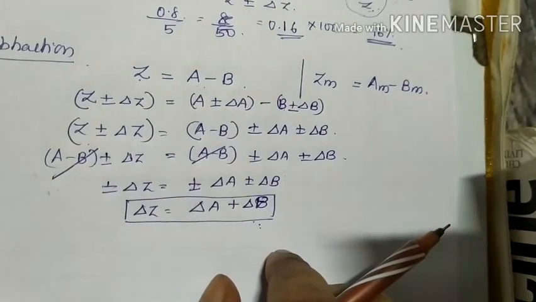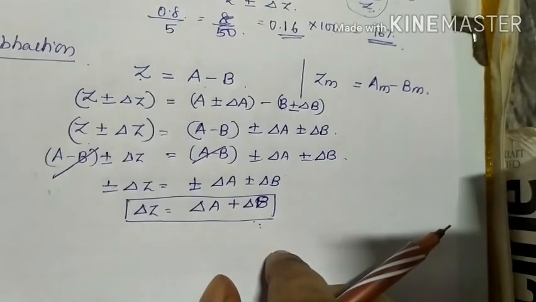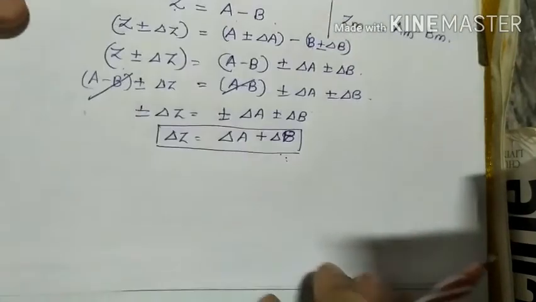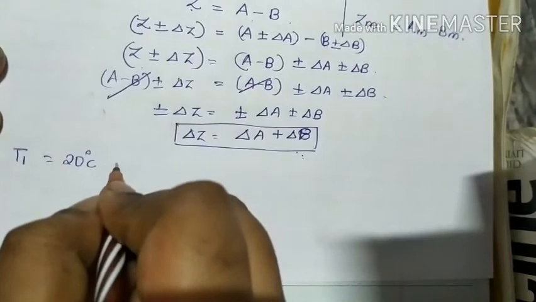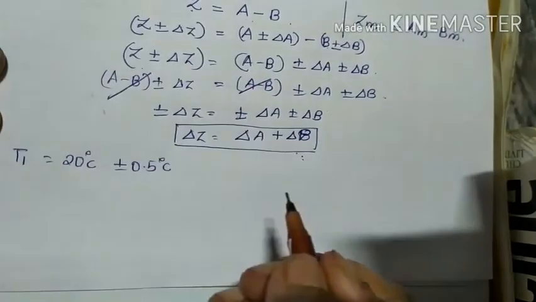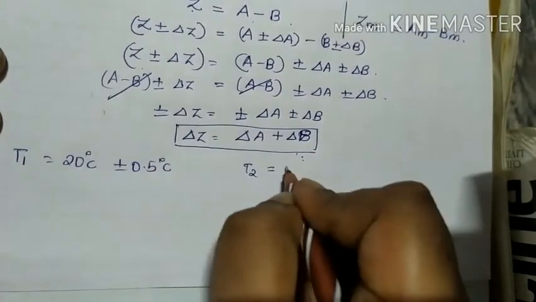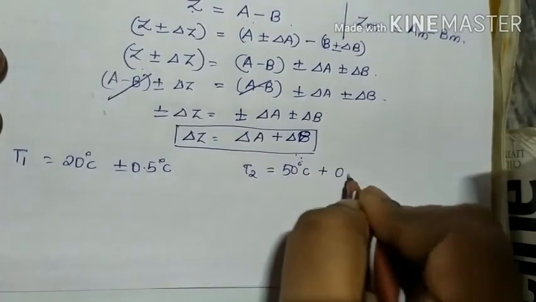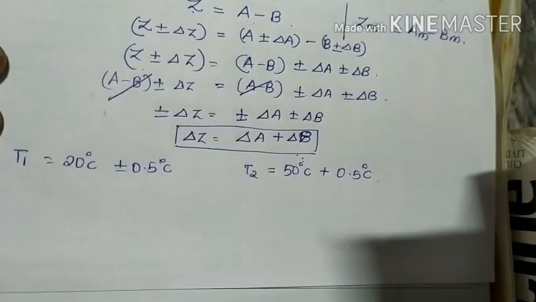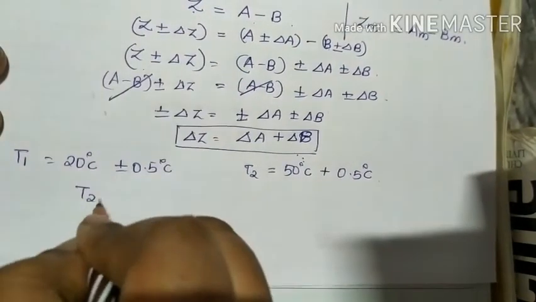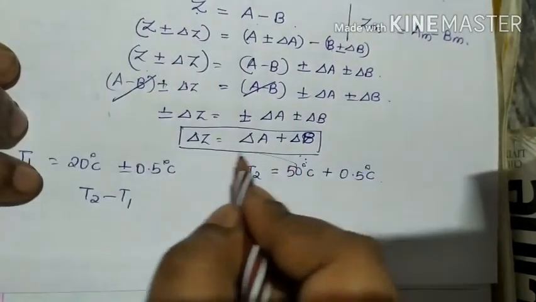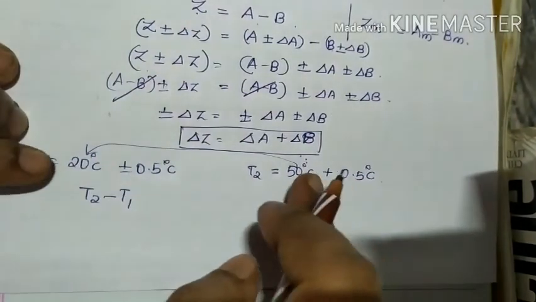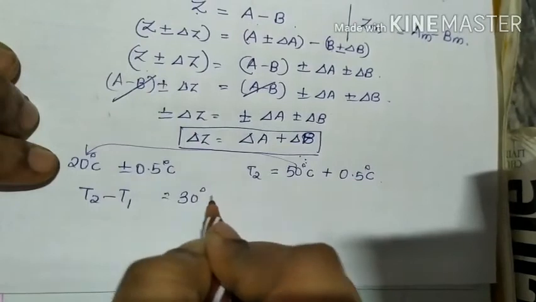This is the same problem as it was mentioned in your textbook, guys. So you're given two temperatures. I'm doing a problem along with it so that you guys can understand the logic. T1 is the temperature, you are given 20 degrees Celsius plus or minus 0.5 degrees Celsius. And similarly T2, the second temperature, is 50 degrees Celsius plus or minus 0.5 degrees Celsius. And you are asked what is T2 minus T1. That means you just have to subtract, right? So easily you can find the measured value, which is 50 minus 20, that is 30 degrees Celsius.